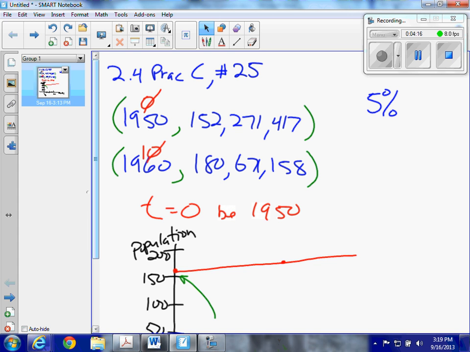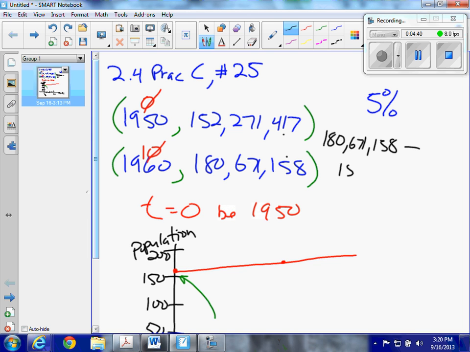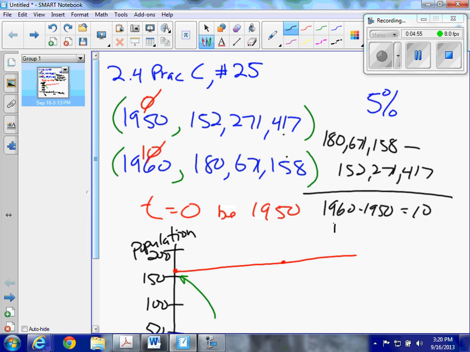But if I want to find my slope, I'm going to follow the same procedure that I always follow. I'm going to take y2 minus y1. So that's going to be a big number, but we'll try it. 180,671,158 minus 152,271,417 divided by, if I had 1960 minus 1950, that's going to equal 10, as will 10 minus 0 equal 10.